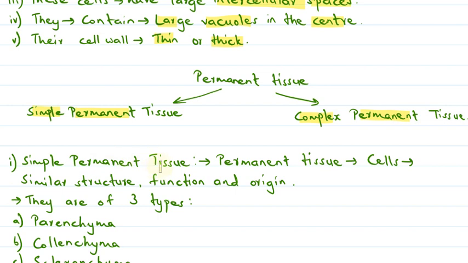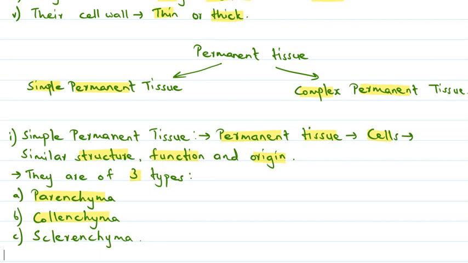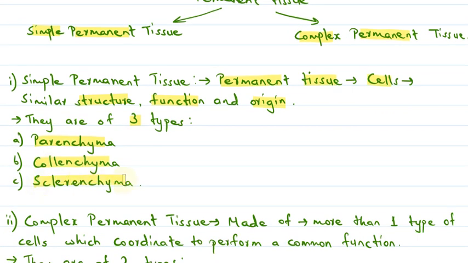Then simple permanent tissues, what are they? The cells of simple permanent tissues are similar in structure, function and origin. These simple permanent tissues are again of three different types: parenchyma, collenchyma, and sclerenchyma.